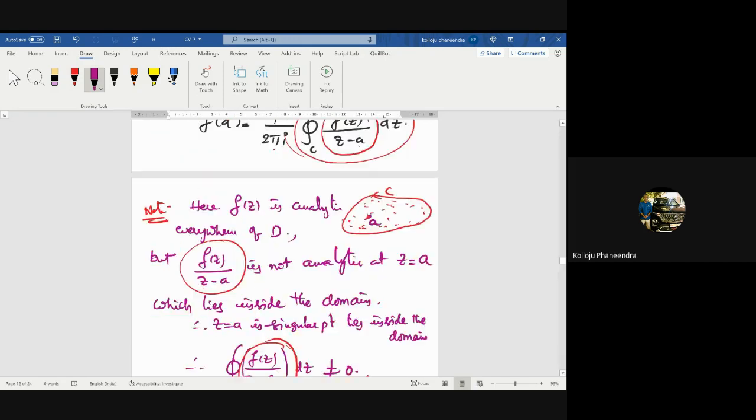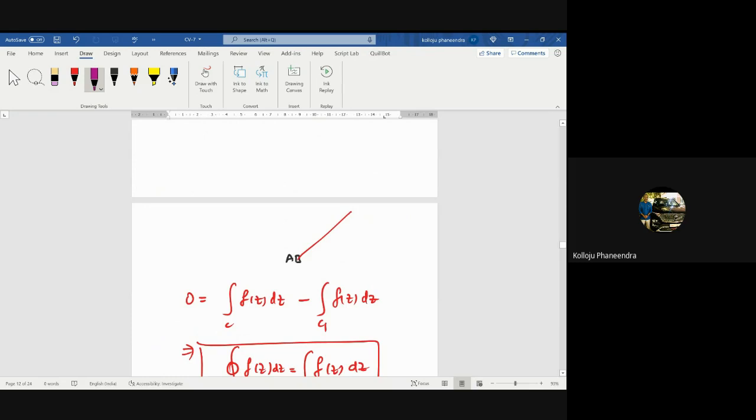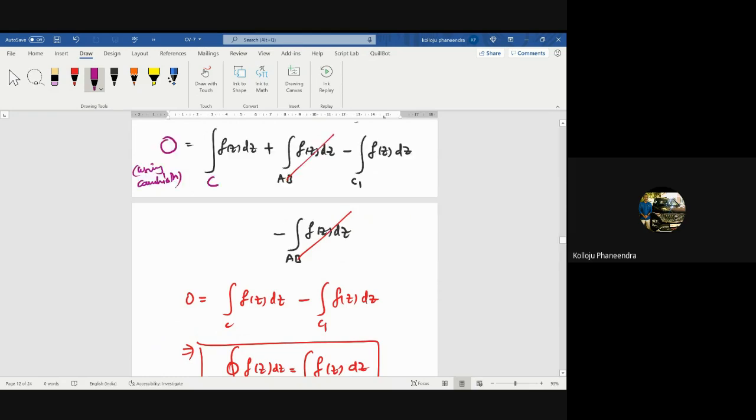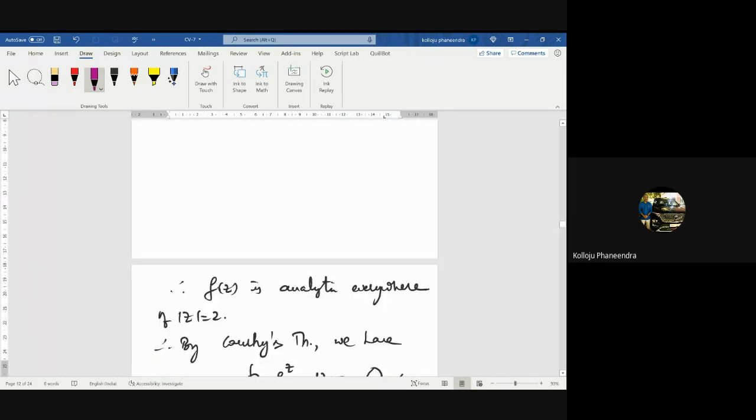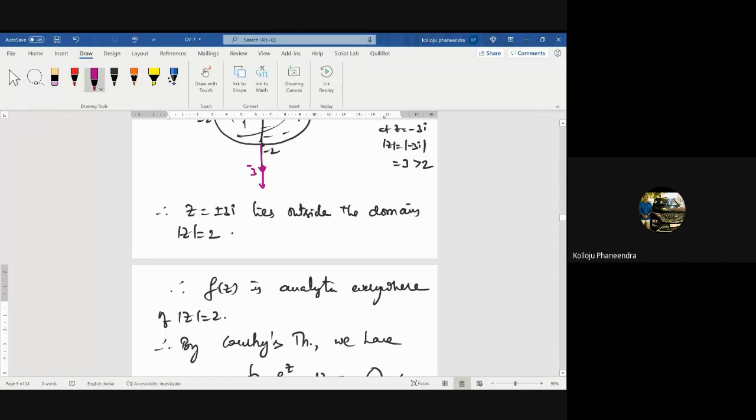In our previous problem, z equal to plus or minus 3i. One problem is there, right? Z equal to plus or minus 3i. Where are the singular points? Actually, the point a is 3i. Why is it not moving?